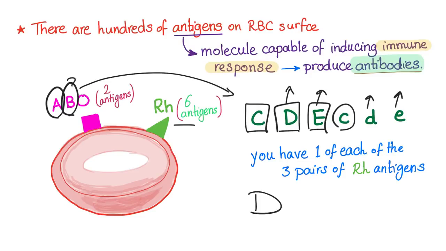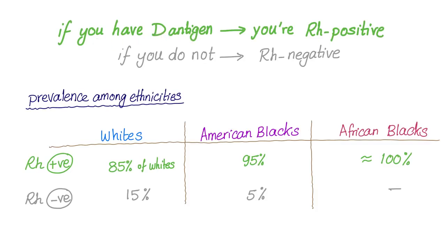D. So there's a mnemonic. D is drooling. It's all over the place. Ooh, yucky. So if you have the D antigen, you're an Rh positive person. If you do not have the D antigen, you're called Rh negative. Okay, prevalence depends on many factors, different populations. You can read this if you wish.